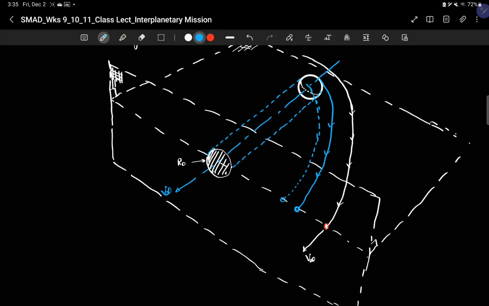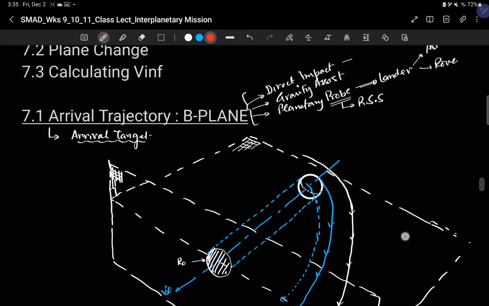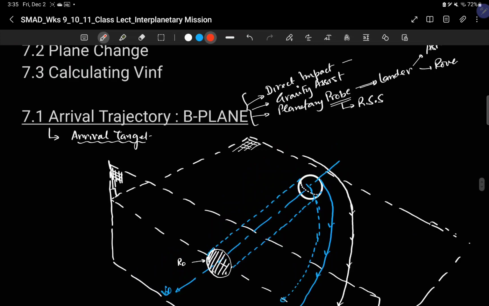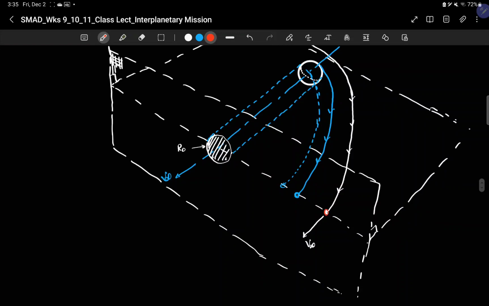This planetary intersection point that we have taken means that, well, the planet is already following its own trajectory. So this is where the planet will intercept this B plane, okay? Because we have to calculate the distance that is required to either impact, use a gravity assist, or get into a planetary probe. So the distance is very significant for us.